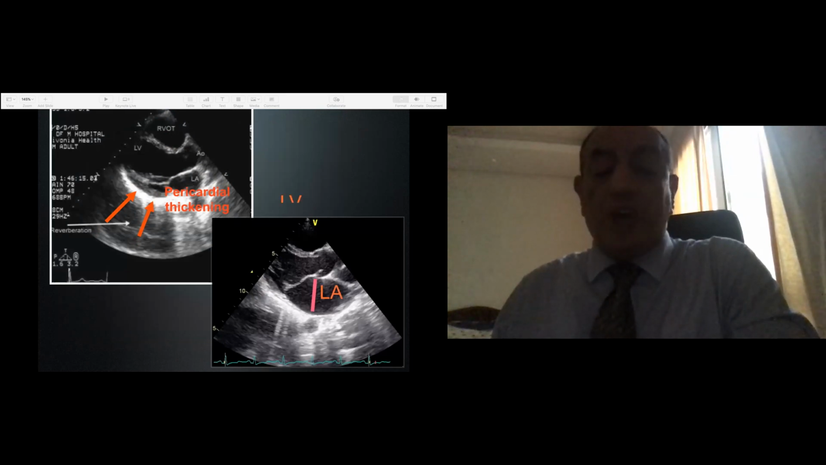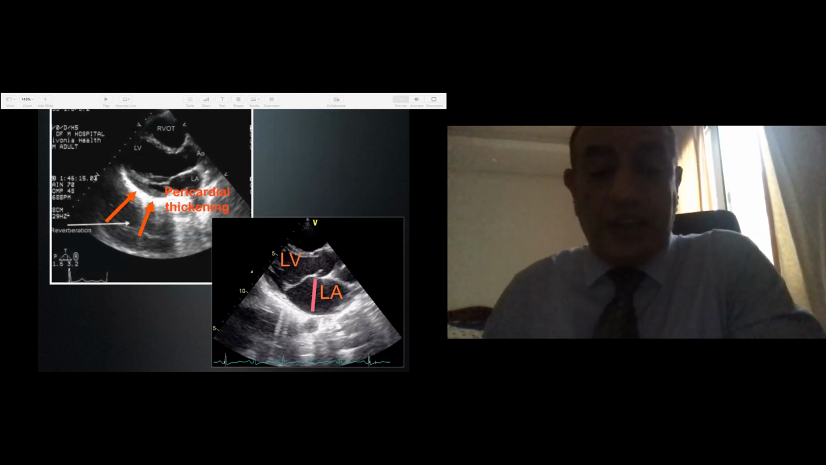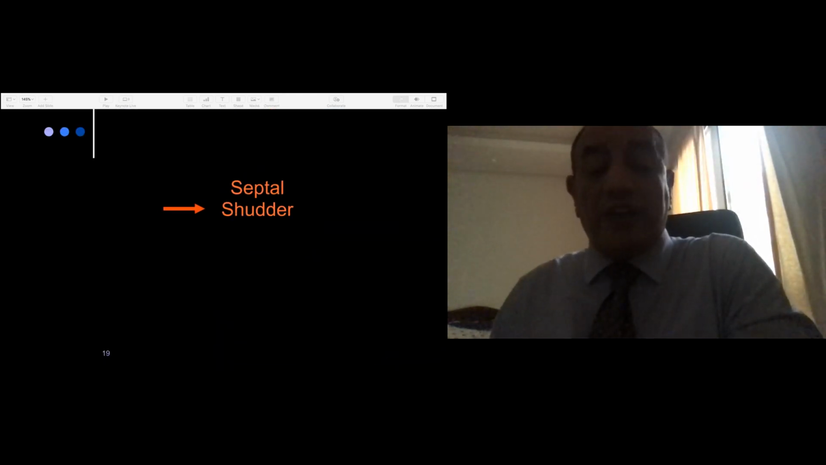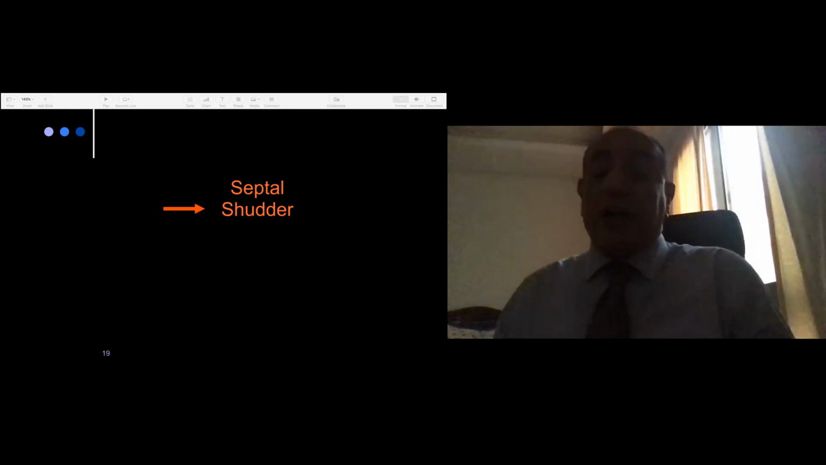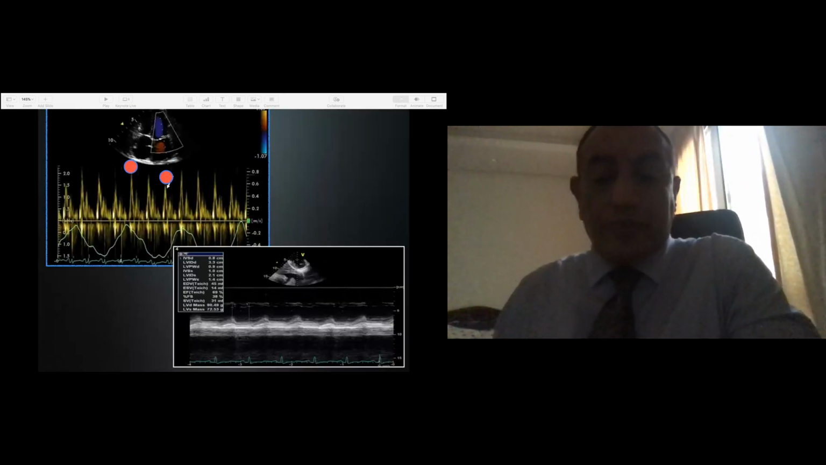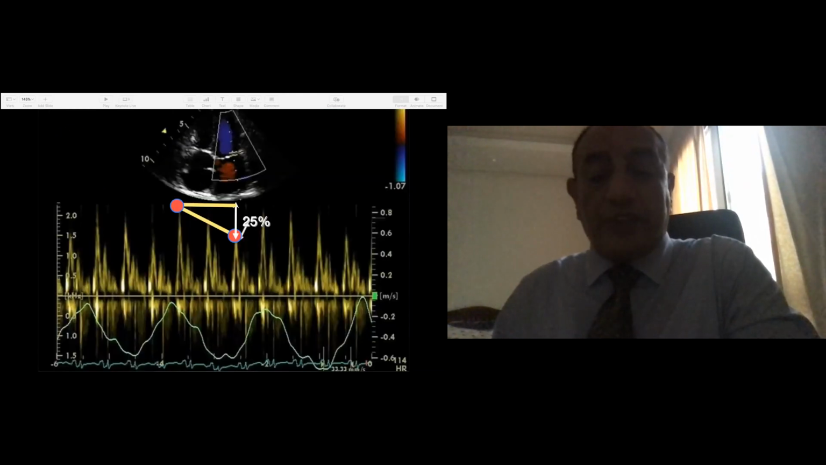Echocardiography was done, which showed classic findings of constrictive pericarditis: pericardial thickening, and you can appreciate mild dilatation of the left atrium and right atrium, and the characteristic finding of the septal motion, which is septal shudder and septal bounce, and respiratory variation of mitral inflow more than 25%.